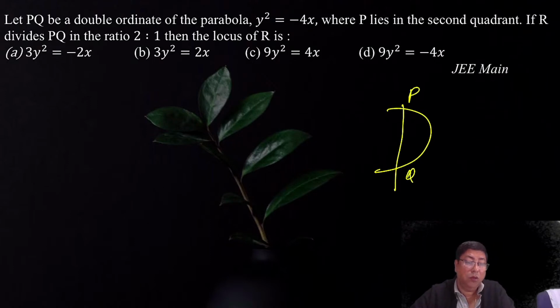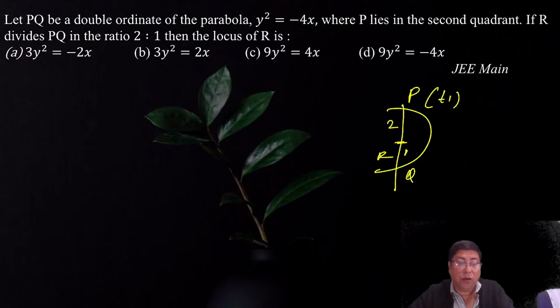P, Q, R, and R divides PQ in the 2:1 ratio. Let P be the point t1, that is, (-at1², 2at1), and Q is the other end of the double ordinate. This is the double ordinate. Therefore, this is coming in the second quadrant, P lies there, and y² = -4x. So Q is (-at1², -2at1).